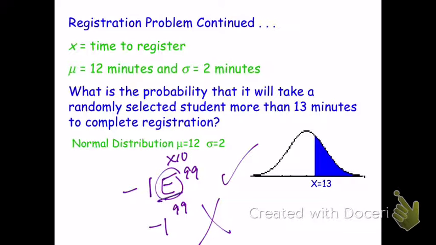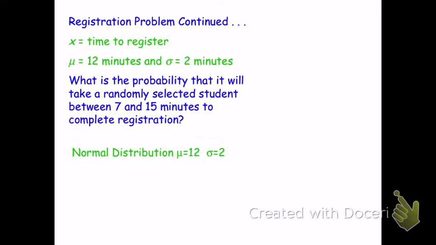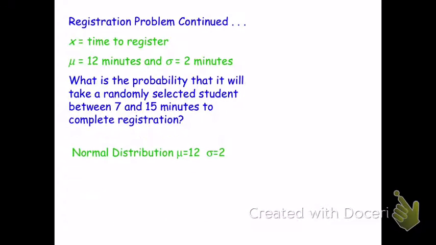I usually do negative 2 to the 99th. Why isn't there an infinity button? I don't know. Mathematicians disagree. It saves me a lot of time and shortcut stuff. You should get 0.3085. I got that.